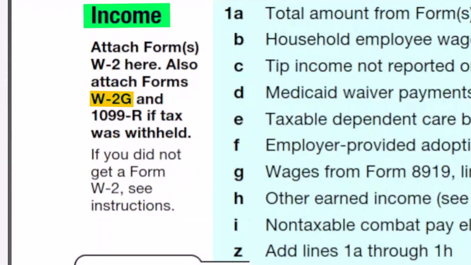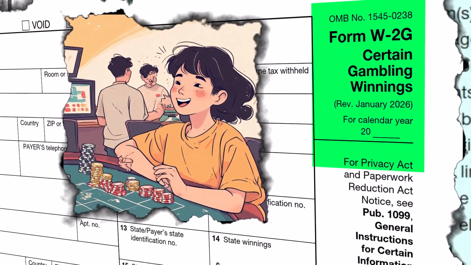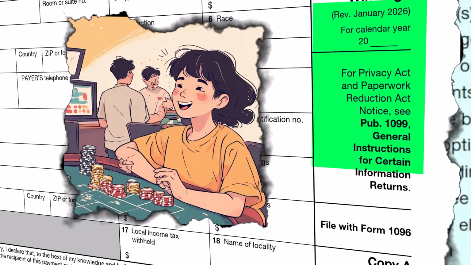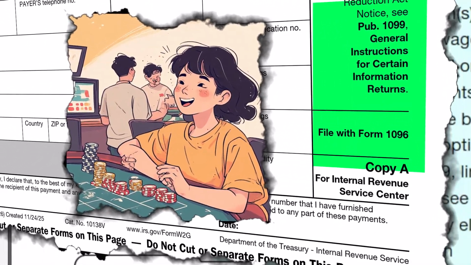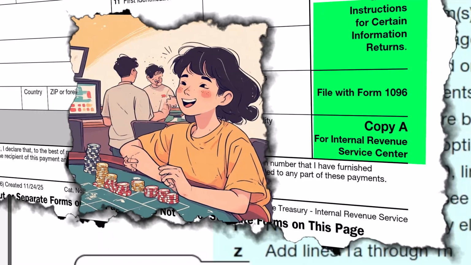Next, we must look at Form W-2G, which is specifically used to report gambling winnings to the government. This form is triggered when you win a payout that meets certain dollar thresholds at a casino or track. For example, if you win $1,500 on a slot machine, the casino issues this form to record the win.